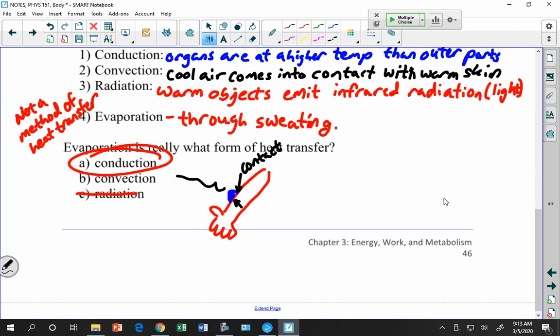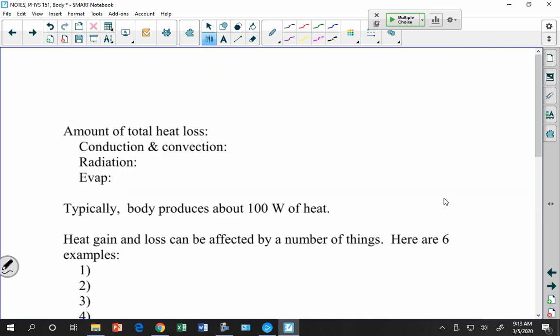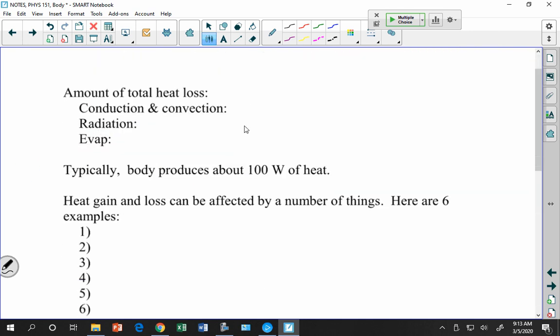All right. The amount of total heat loss in the body, conduction and convection from the body is about 20%. That means the amount of heat loss that I'm losing by touching things or by having a fan blow on me, I lose about 20% of the thermal energy created by my body. Radiation is a lot more. It's 50%. And evaporation is about another 30%.